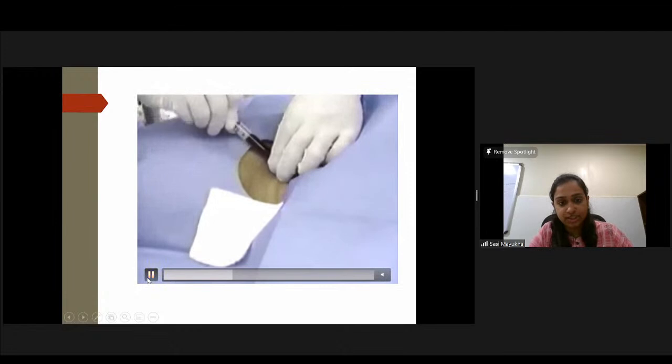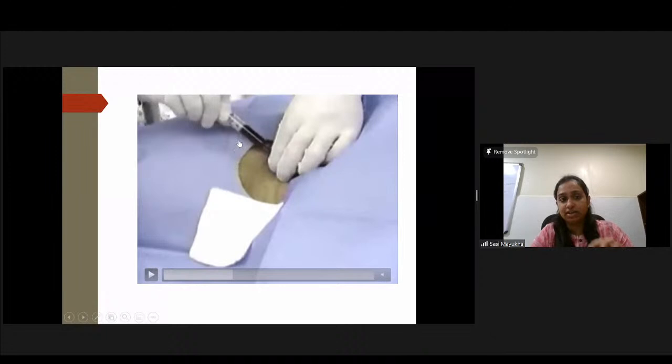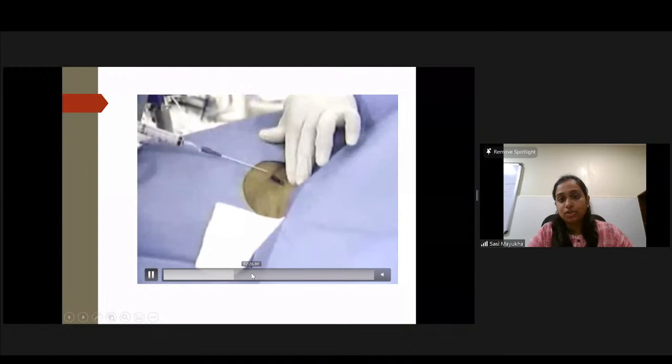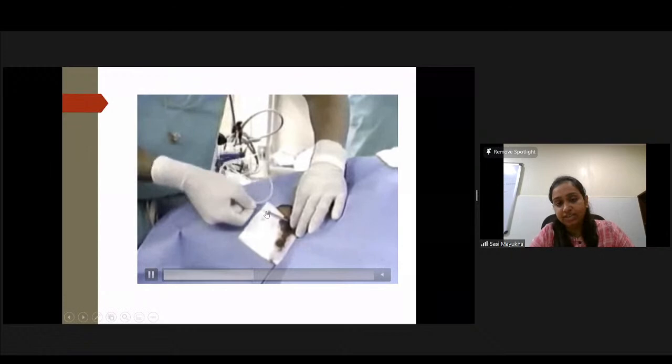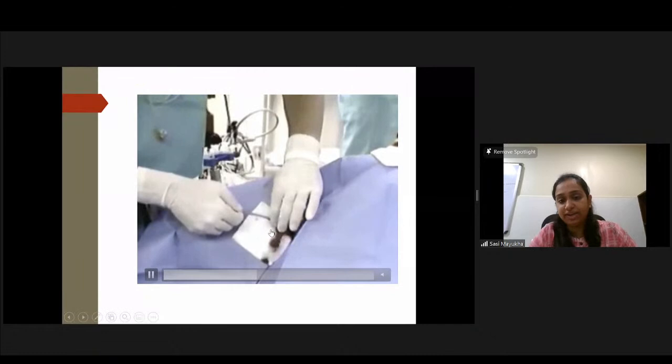So you can see the color of the blood is dark, and there is no arterial pulsation. So this is for us to identify that the needle is in the internal jugular vein. Here you can see after the needle is placed, they're threading the guide wire through this needle. After they've threaded the guide wire, they are removing the needle.